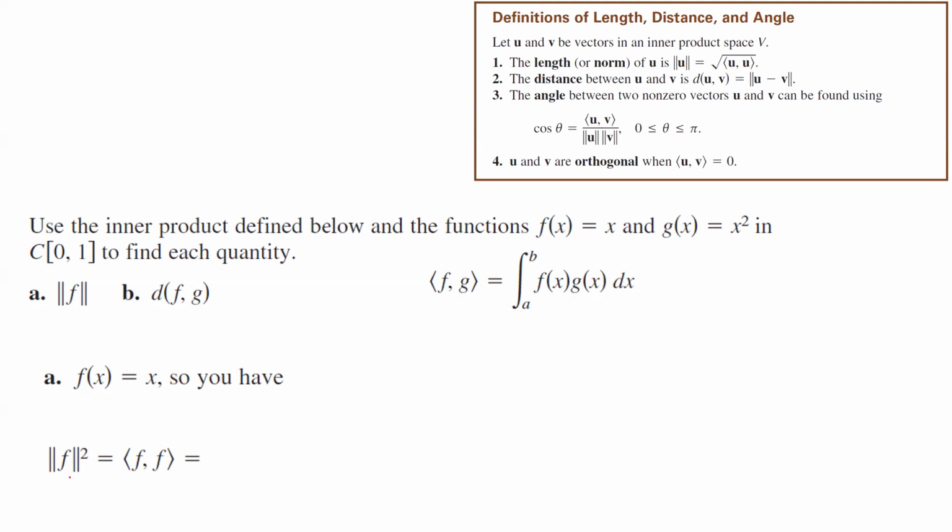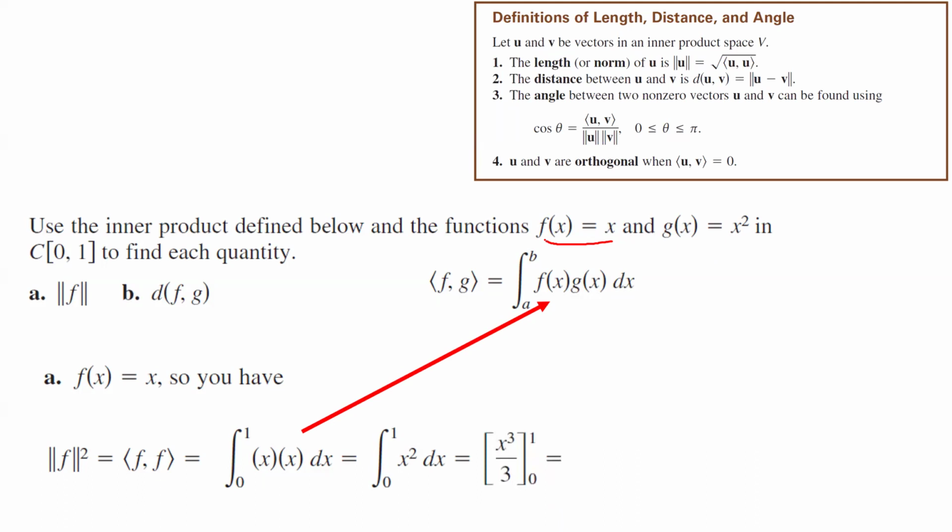So the magnitude of f to the second power is equal to the inner product of f and f, which is equal to the definite integral 0 to 1 of f times f. But remember that f is equal to the function x. So this is equal to the definite integral 0 to 1 of x squared dx. Going back to calculus, you have a third, x to the third, 0 to 1. So you have a third minus 0, or just a third.